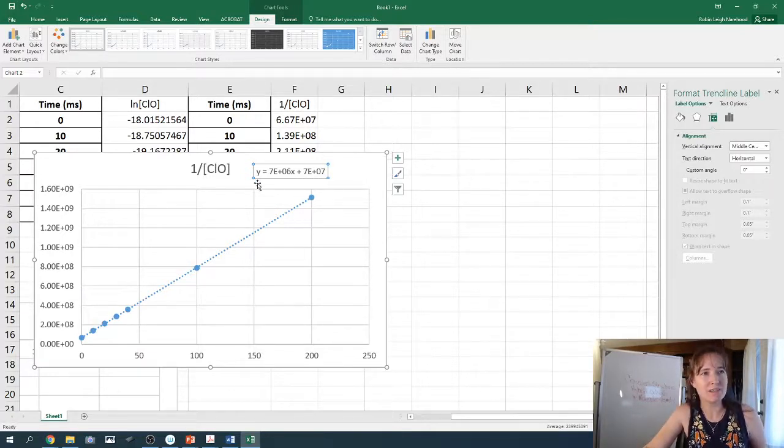This is just a one significant digit number. This is not good. That's not good chemistry. And so what you can do is you can go to label option. So you have to have the label highlighted. So if you move it around, it'll be highlighted.